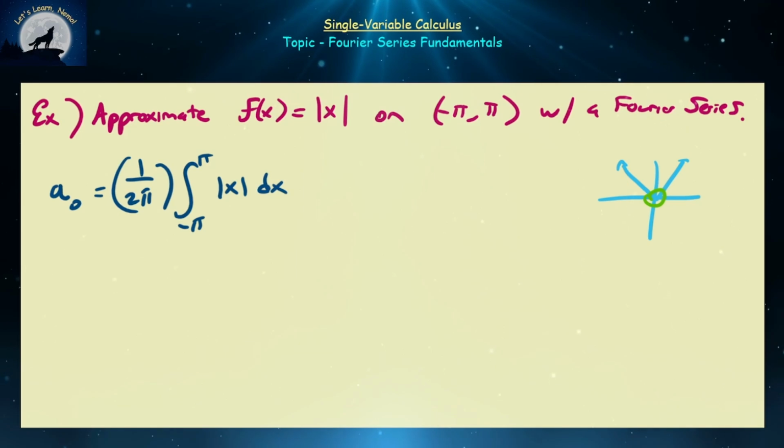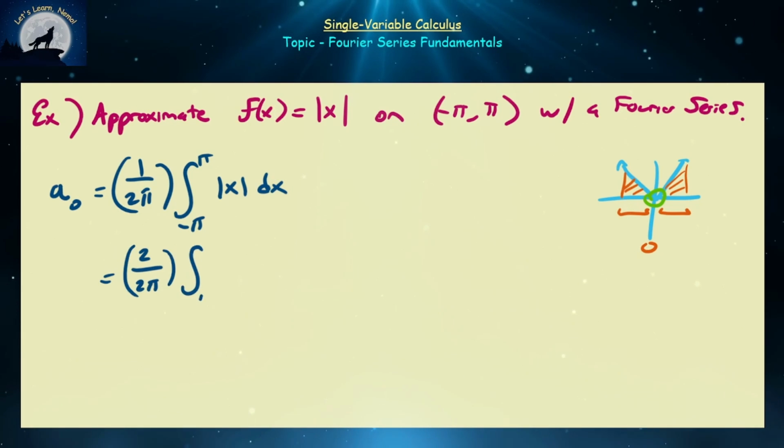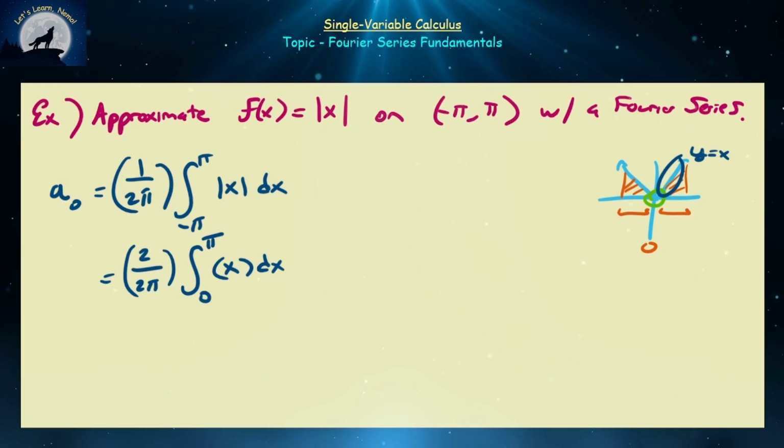Keep in mind this function is symmetric about x equals 0. It is an even function, so the area to the left of 0 will be equal to the area on the right. So I'm going to write this as 2 divided by 2 pi times the integral from 0 to pi, and on the right-hand side, y equals x, so I'm just going to write that as x dx.